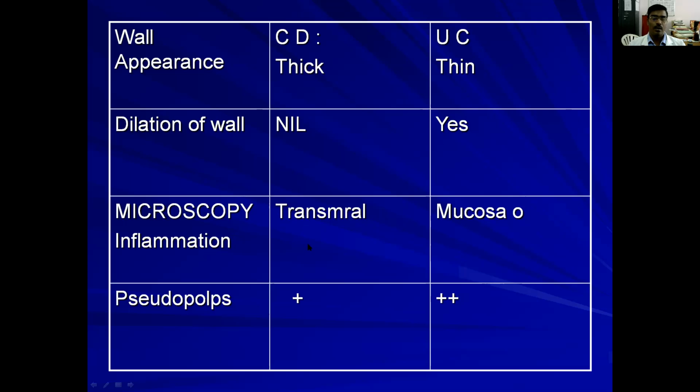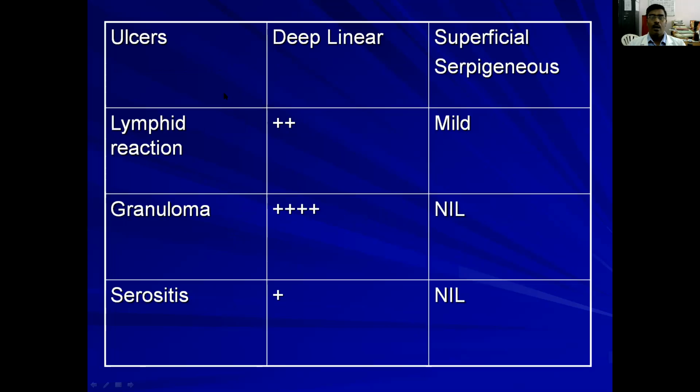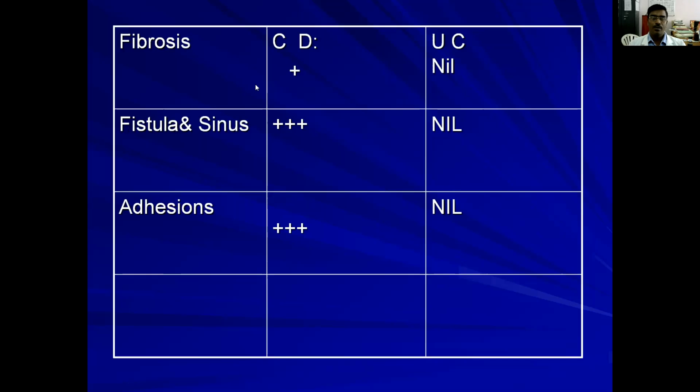Microscopic inflammation is commonly seen up to the transmural layer in Crohn's disease, whereas it is seen only at the mucosal layer in ulcerative colitis. Pseudopolyps are more common in ulcerative colitis when compared to Crohn's disease. Deep linear ulcers are commonly seen in ulcerative colitis, whereas serpiginous ulcers are seen in Crohn's disease. Lymphoid reactions are more in Crohn's disease. Granuloma, serositis, fibrosis, fistula, sinus and adhesion are all more common in Crohn's disease.